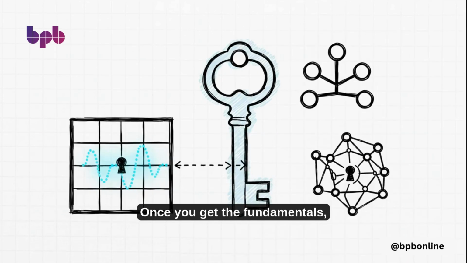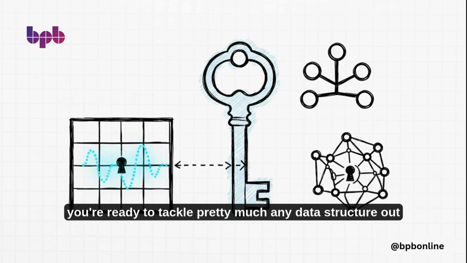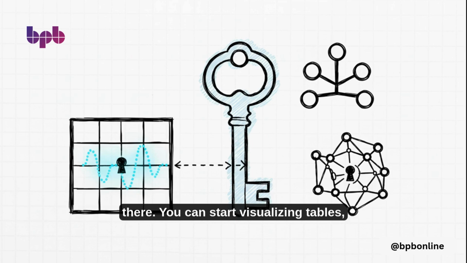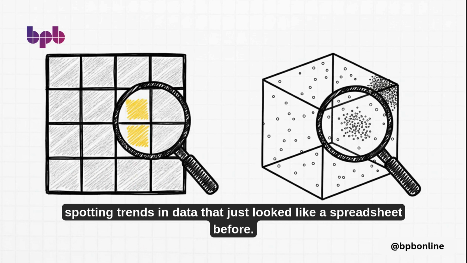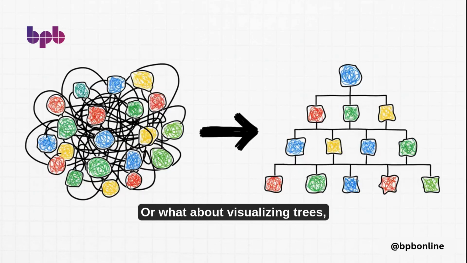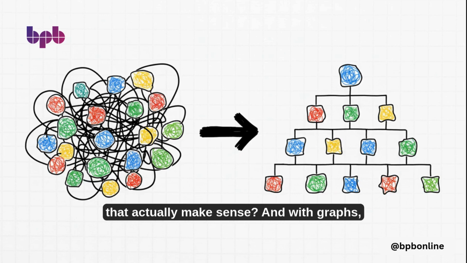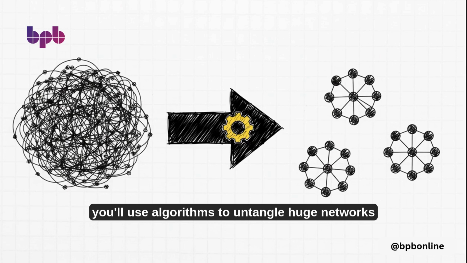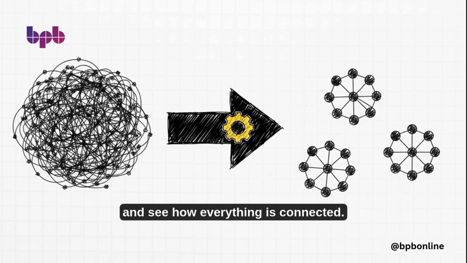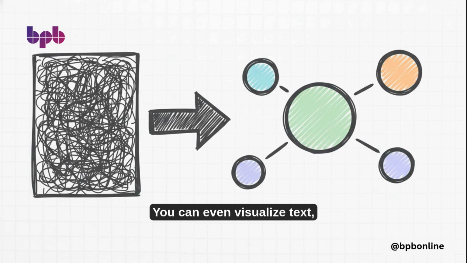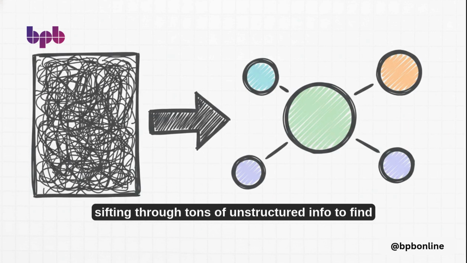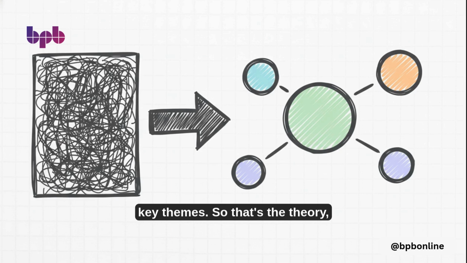Once you get the fundamentals, you're ready to tackle pretty much any data structure out there. You can start visualizing tables, spotting trends in data that just looked like a spreadsheet before. Or what about visualizing trees, turning tangled hierarchies into diagrams that actually make sense? And with graphs, you'll use algorithms to untangle huge networks and see how everything is connected. You can even visualize text, sifting through tons of unstructured info to find key themes.